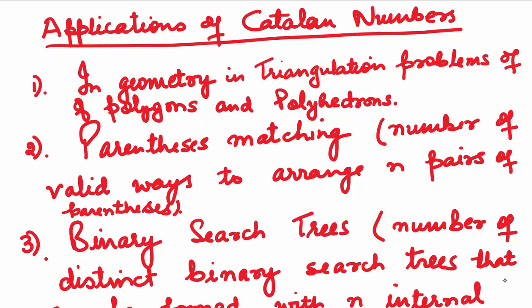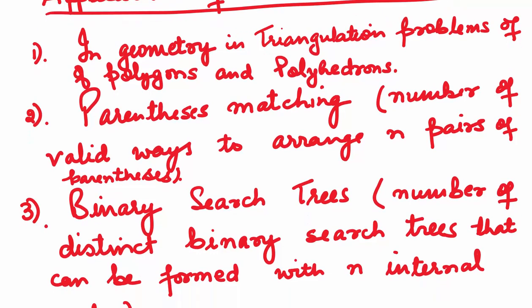Lastly, coming to the applications of Catalan numbers. There are so many applications of Catalan numbers that it is very difficult to cover all of them here. These days, they are being used mostly in combinatorics or in computer science. Let's look at some important uses, starting with geometry. In geometry, in triangulation problems of polygons and polyhedrons; in computer science, in parenthesis matching or multiplication ordering or counting balanced parentheses. There are so many uses. For example, the number of valid ways to arrange n pairs of parentheses. In binary search trees, for example, the number of distinct binary search trees that can be formed with n internal nodes.